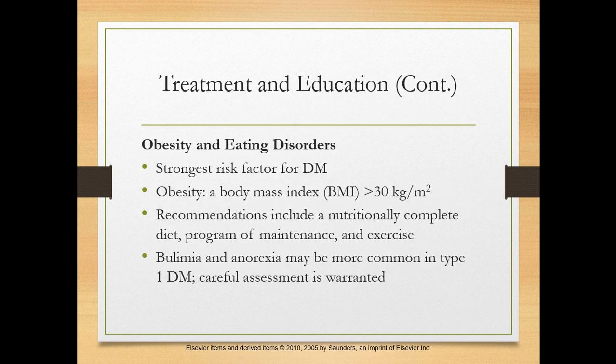Obesity and eating disorders, as we said earlier, is definitely the strongest risk factor for diabetes mellitus, which is something I would know for sure. This goes over obesity, the body mass index, what we're looking for, and recommendations, obviously a nutritional program as well as diet and exercise. Bulimia and anorexia may actually be more common in type 1, so careful assessment is needed for that.